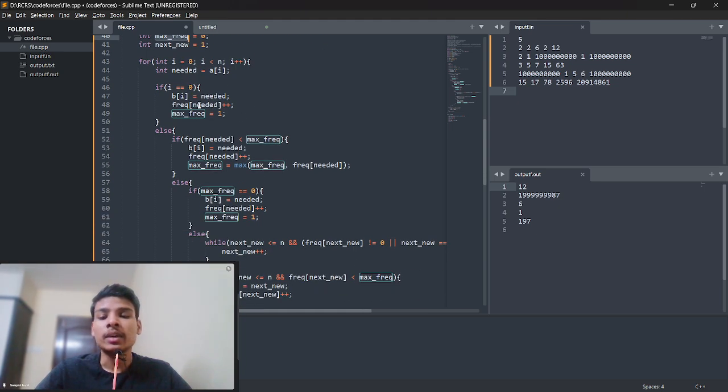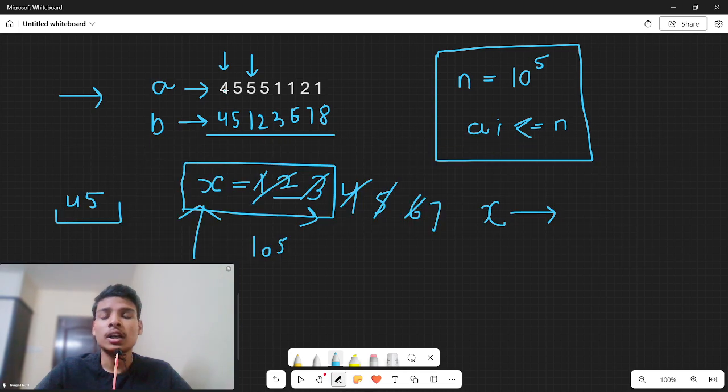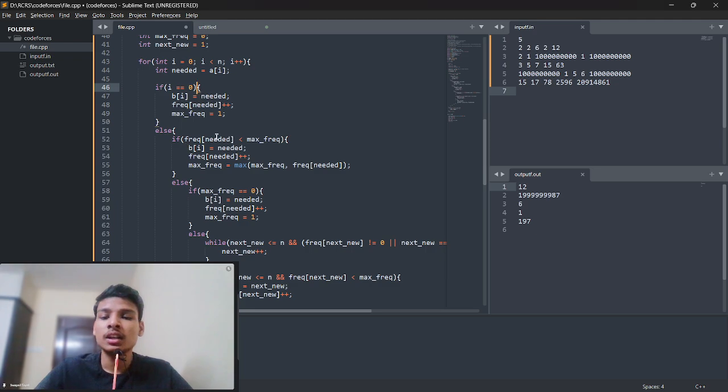So I'll iterate in my answer. So this is the needed number, the number which I currently want, whose frequency I want to be maximum, because this is a of I. If index is 0, I'll always put that index only, because there is no need of computation. So just assign b of I is equal to needed, that is a of I, and increase its frequency and update the maximum frequency to 1.